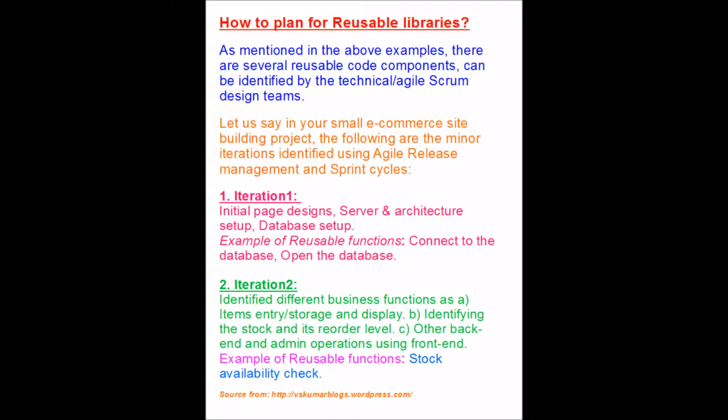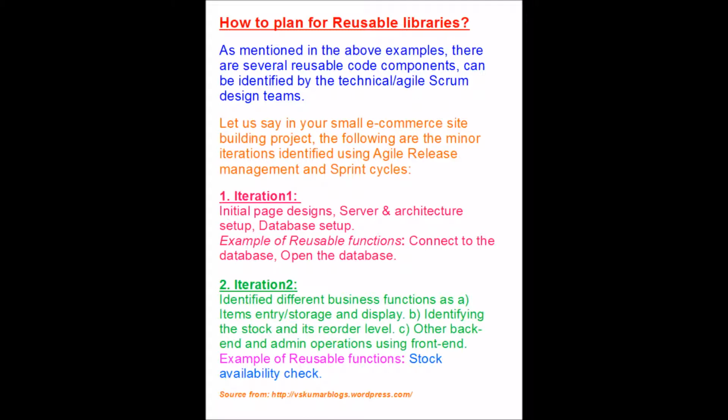Identifying the stock and its reorder level also. Let us say when the user clicks on a particular item, it should identify the stock availability from the backend and display back the quantity for the sought items. So such kinds of things will go to the database, open the database, bring back the information and display it on the site page where the user can look into it.